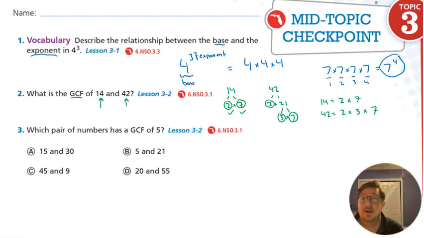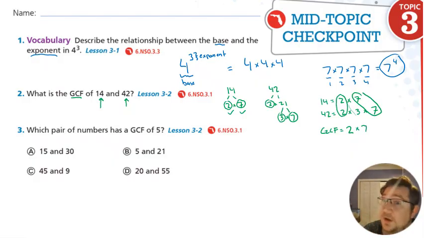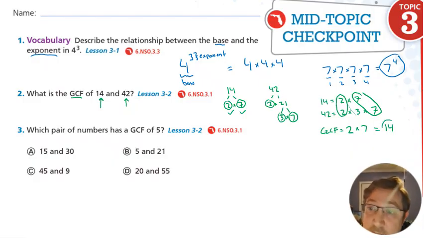All right, now look, what do they both have in common? Well, they both have a 2. So I'm going to write for the greatest common factor, there's a 2. They both don't have a 3, but they both have a 7. So I'm going to put 2 and a 7 and multiply them. And that's all they both have. And 2 times 7 happens to be 14. So this is the greatest common factor.